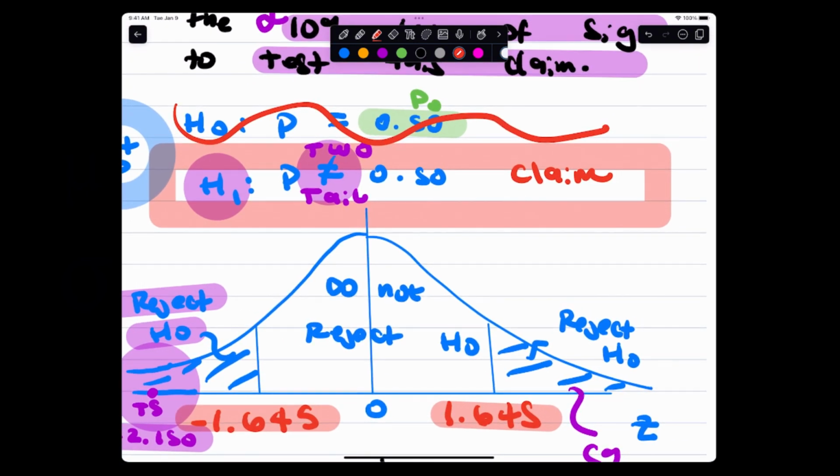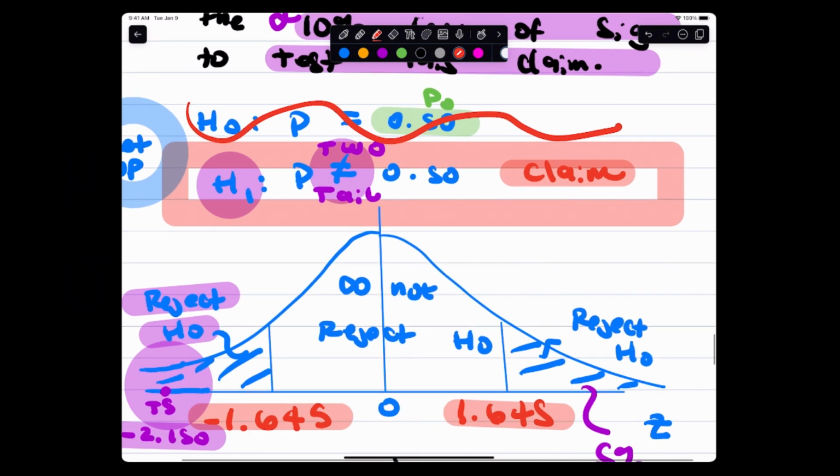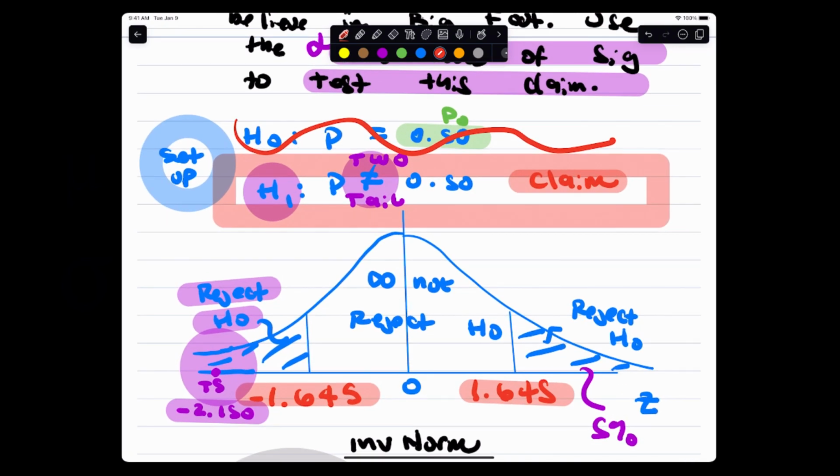What does that have to do with your claim? What are you really accepting? That people believe in. You're accepting the claim? What does that mean? The sample supports the what? The claim.